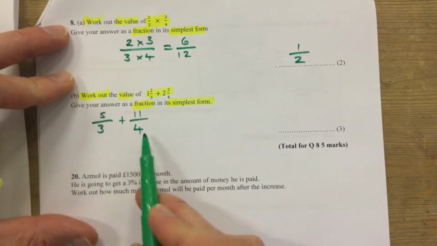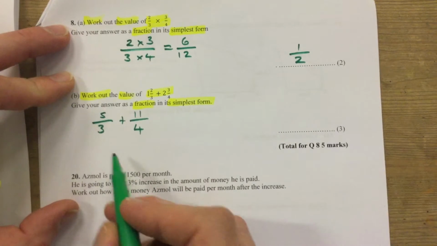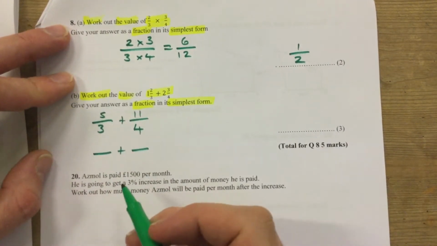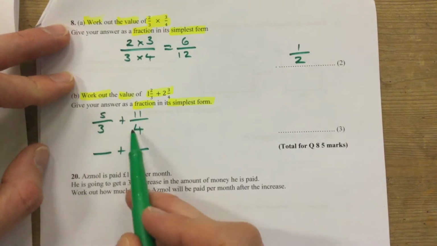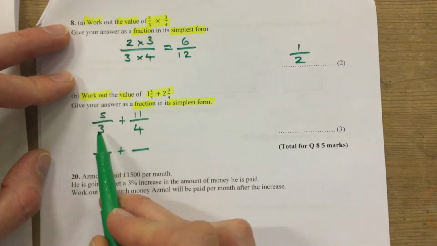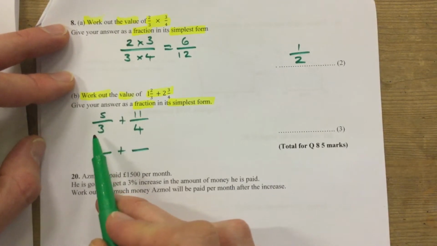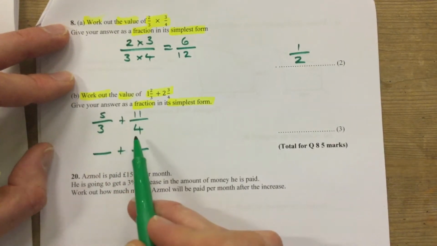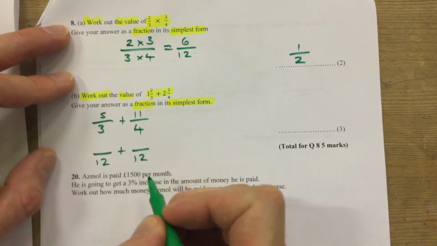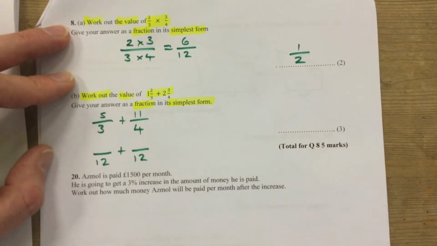We can't add them yet because they have different denominators. So I need to try and find a lowest common denominator. It's not always the case that you multiply those, but in this case it is. 3 times table, 3, 6, 9, 12. 4 times table, 4, 8, 12. The lowest number they both go into, the lowest common multiple, is 12.